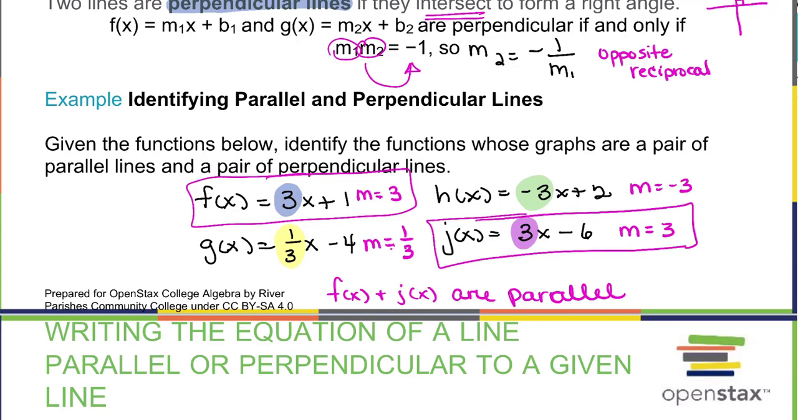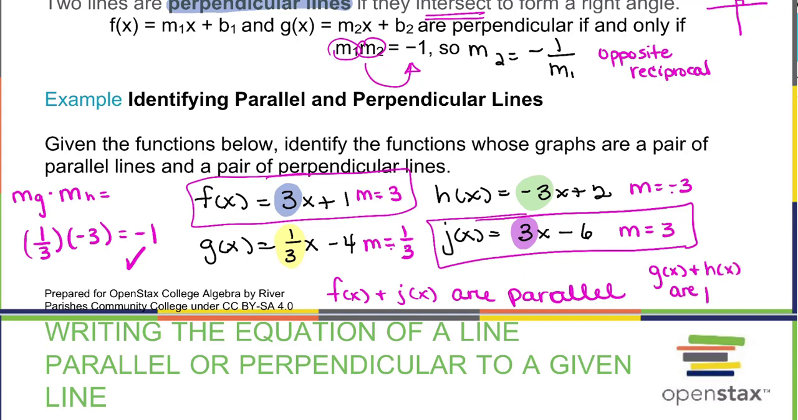But it's possible that g of x and h of x are perpendicular, because I believe 1/3 is the opposite reciprocal of -3. But we can check it if we take the slope of g of x times the slope of h of x, because I think they're perpendicular. If I multiply them together and I get -1, that means they're perpendicular. So 1/3 times -3 equals -1. So that means g of x and h of x are perpendicular.